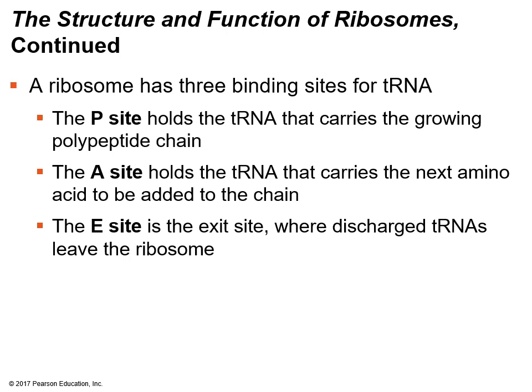A ribosome has 3 binding sites for tRNA. Because ribosomes are going to receive the tRNA, which is going to transfer the amino acid to the ribosomes for it to create the polypeptide. The P site holds the tRNA that carries the growing polypeptide chain, hence it starts with the letter P. The A site holds the tRNA that carries the next amino acid to be added to the chain, and the E site is called the exit site. This is where the tRNA is going to leave the ribosome after it has transferred the amino acid.